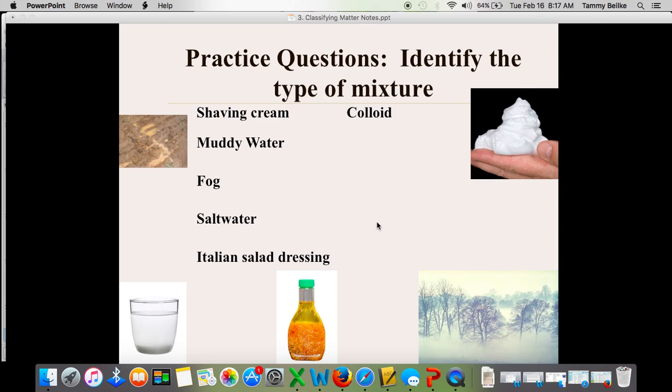Muddy water, that was our example in the notes just a second ago. When you take that muddy water, it'll settle out, so it makes it a suspension.